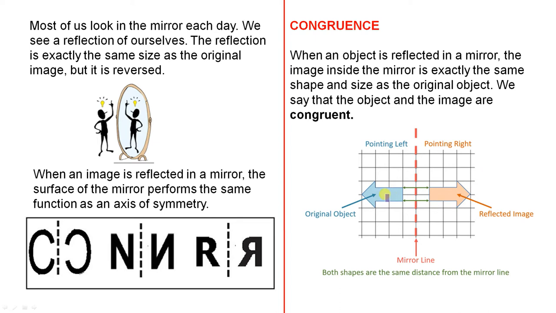Here we have this blue arrow which is pointing to the left. If we think of that as a mirror, that is the reflected image. That is the reflection of this one. There's the mirror line. Both shapes are the same distance from the mirror line. So the blue to the mirror line is the same distance as the orange to the mirror line. They're exactly the same shape and size, but they're reflected, which means they're pointing the other way.